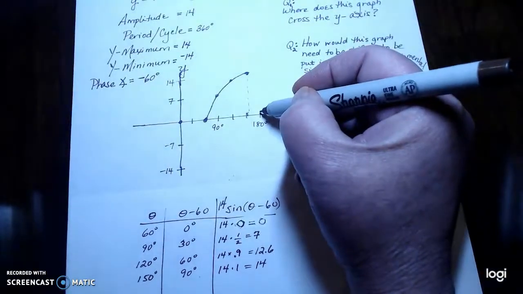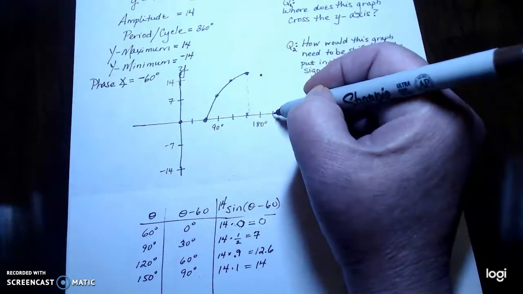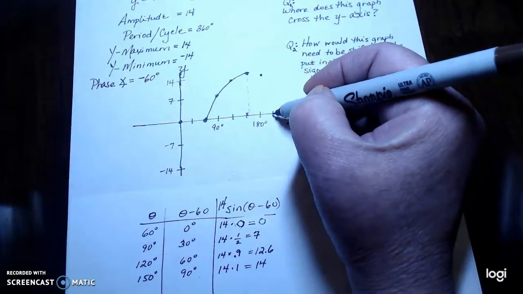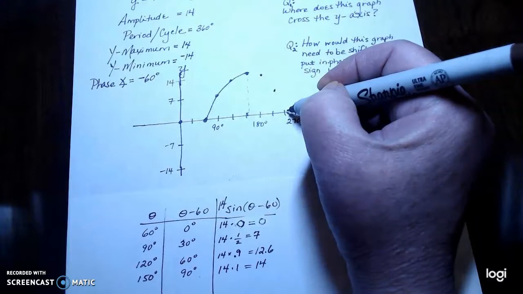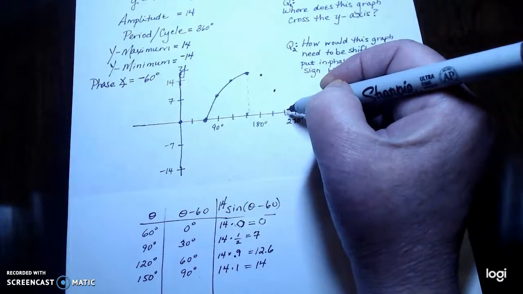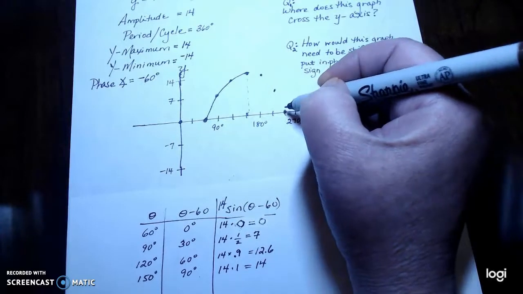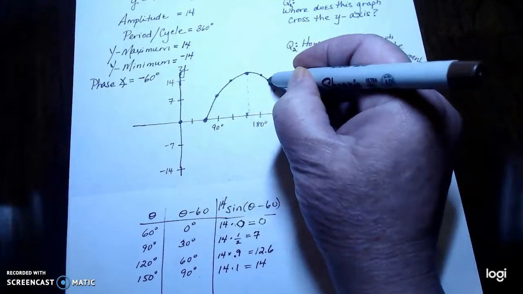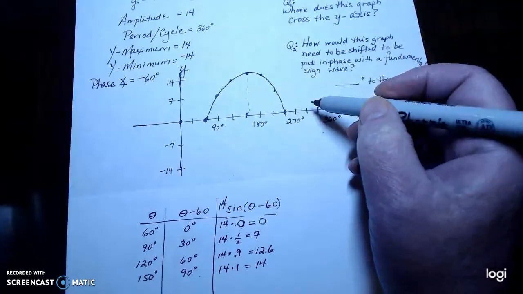So 180 is about 12.6. Adding 30 is 210, and 210 should be 7. And then going on to my next value at 240, it should be 0. And that completes the peak, if you will, of my sine graph. And now I need to complete the valley.